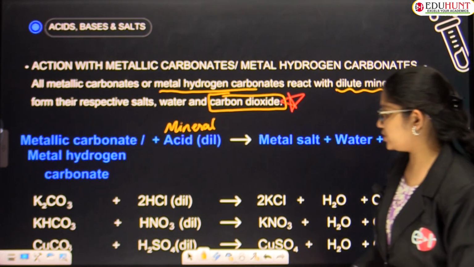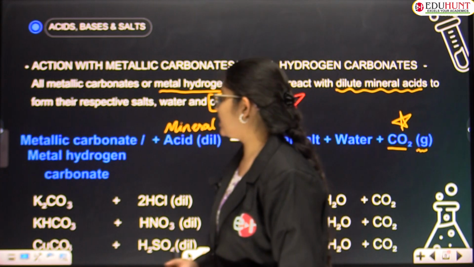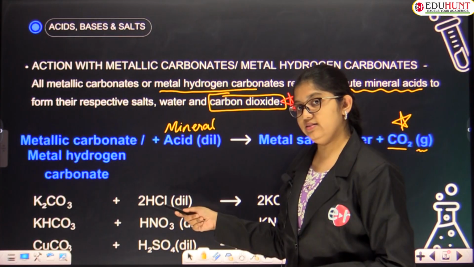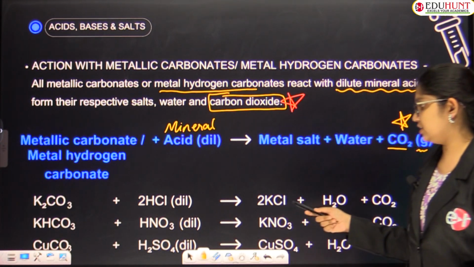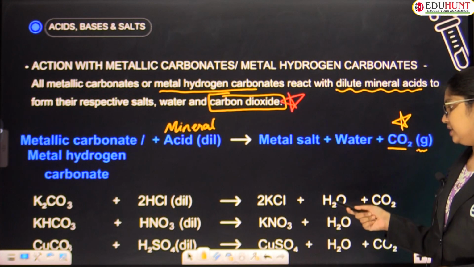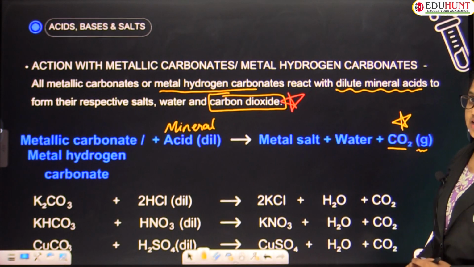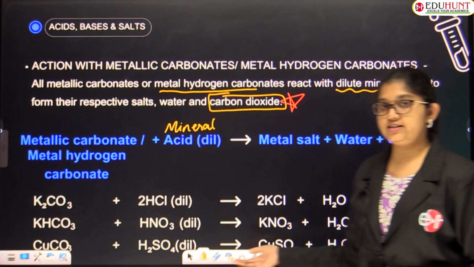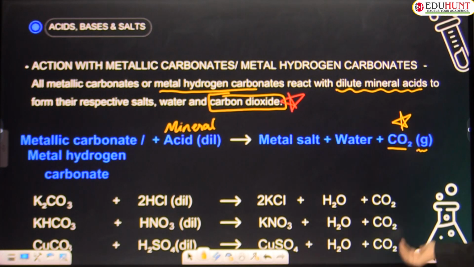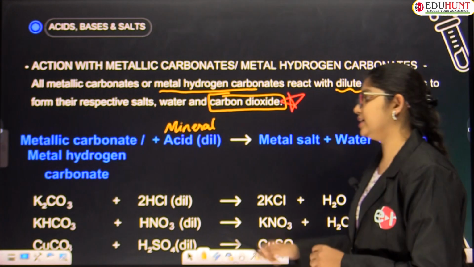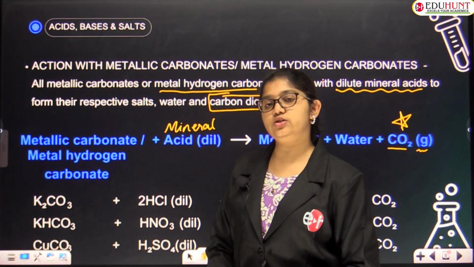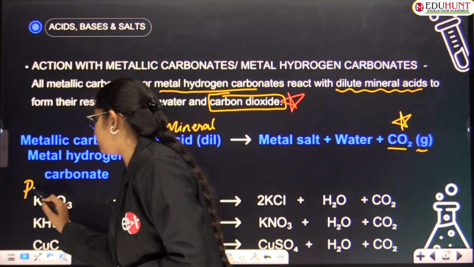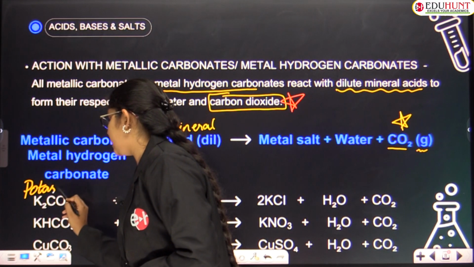So, here we go with the examples. We have K2CO3 reacting with 2HCl, dilute condition, giving rise to 2KCl and H2O and carbon dioxide. So, we have 2 reactants on the left hand side and 3 products on the right hand side. Fine. So, here we see K2CO3. What is K2CO3? It is named potassium carbonate.